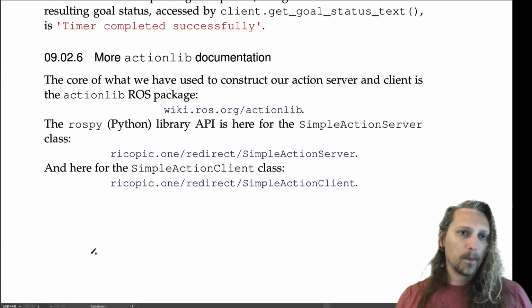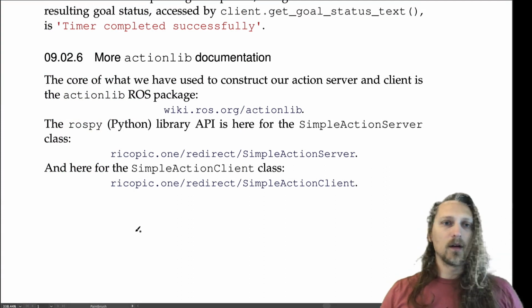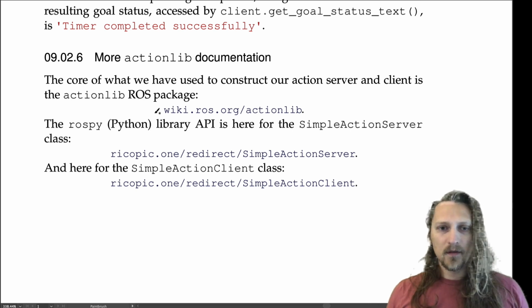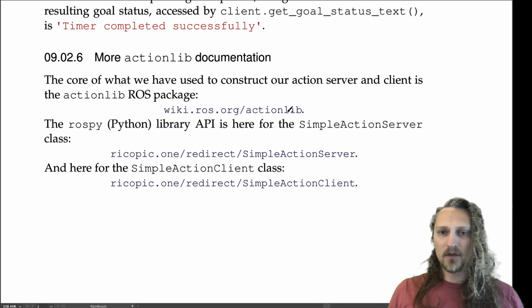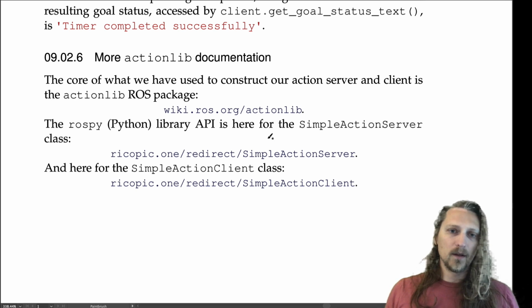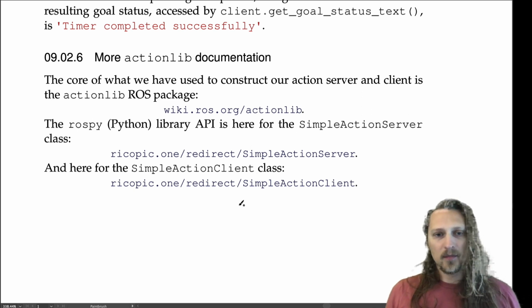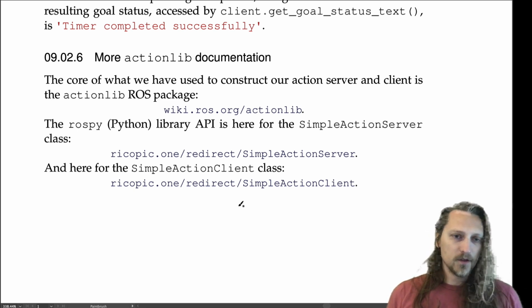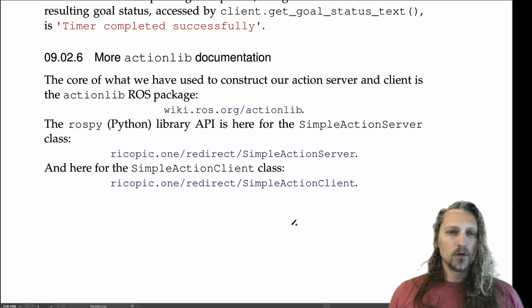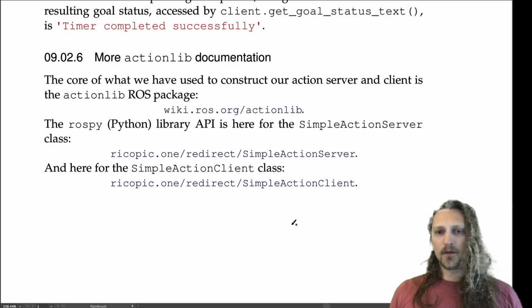I did want to mention at the end of this lecture the more ActionLib documentation. We've used several of the API functions from ActionLib. If you want to look at the details, there's the package URL that you could go to on wiki.ros.org. There's also Simple Action Server and Simple Action Client API instructions here. If you want to look at some of the more detailed API functions that are available, I'd recommend checking out these two pages. There are some nice examples on there, and it's useful to be aware of what else is available for creating actions.